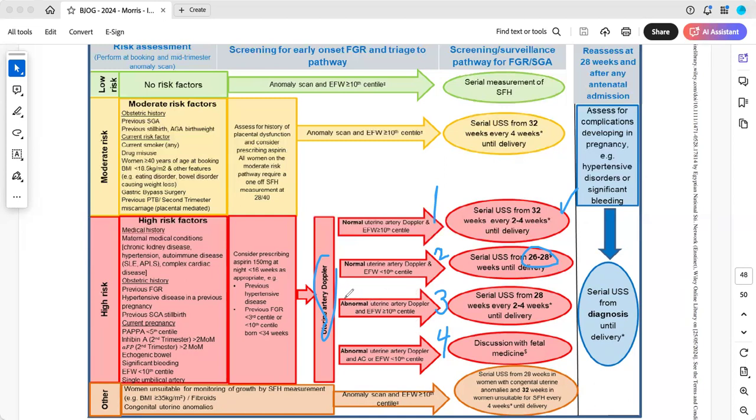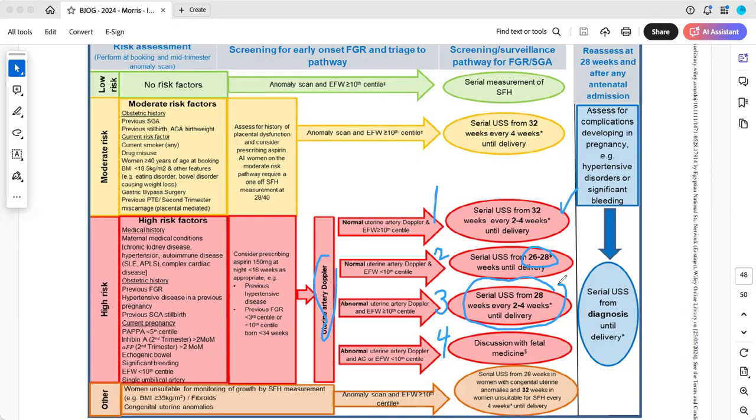Condition number 3 says abnormal uterine artery Doppler and estimated fetal weight 10th centile or more. So abnormal Doppler but normal growth. Still this baby is at risk. So thank you very much. I'll need to keep an eye on you starting from 28 weeks, every 2 to 4 weeks until delivery. Okay, can I call this baby fetal growth restriction? No, it's not, but I am following because of the abnormal Doppler. Okay, guys, this is the condition number 3.